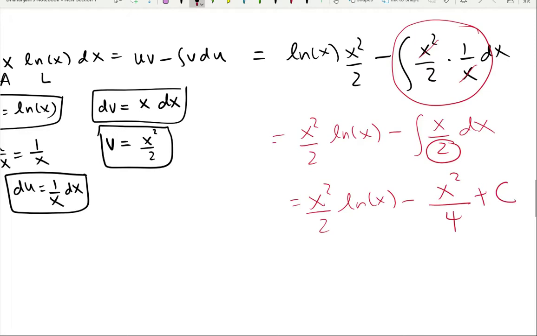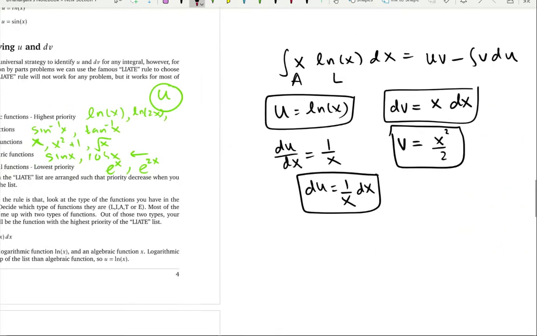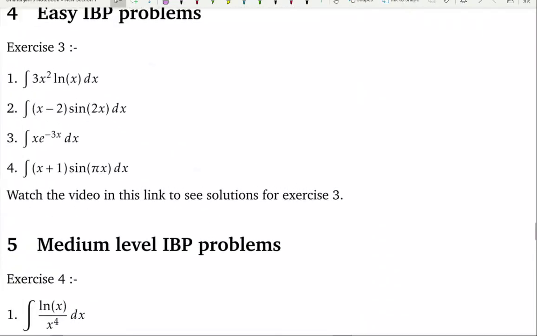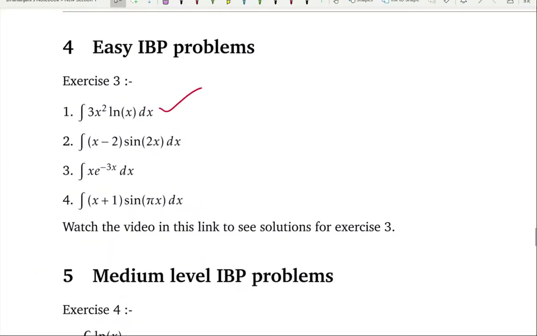Don't forget that also. So this is the answer, right? Okay, let's solve more problems. Let's see how to choose u in more problems. So I did something like question 1, but here u is natural log x because this is a logarithmic function. This is an algebraic function. Here we have an interesting example.